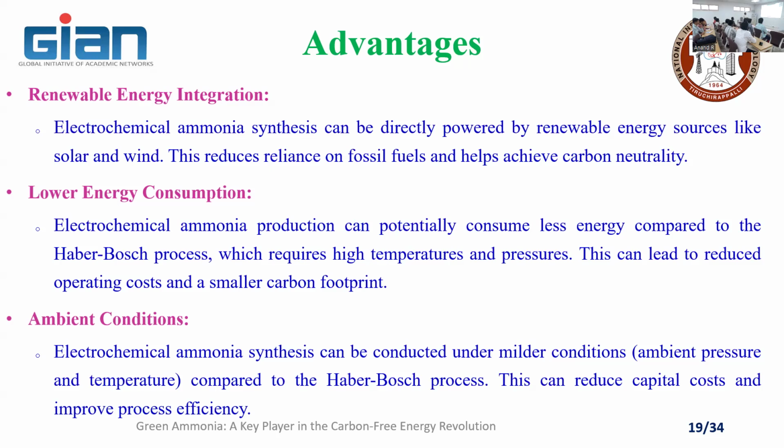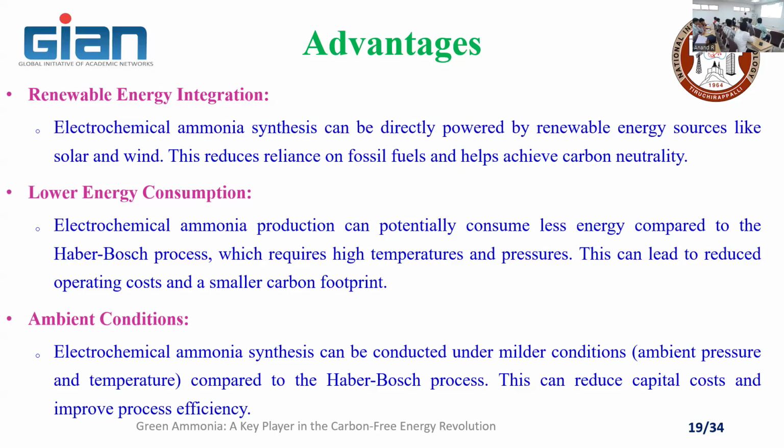Then the lower electrochemical ammonia production can potentially consume less energy compared to the Haber-Bosch process. Naturally, that requires high temperature and pressure, because Haber-Bosch requires around 500 to 600 degrees centigrade. Pressure is about 200 to 300 bar. Here you are consuming high energy; there you are consuming low grade energy. So this can lead to reduced operating costs and a smaller carbon footprint.